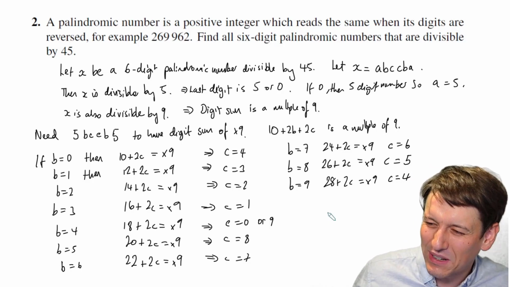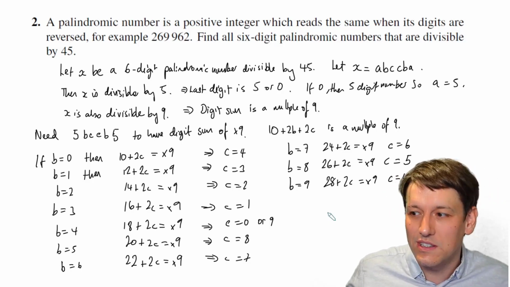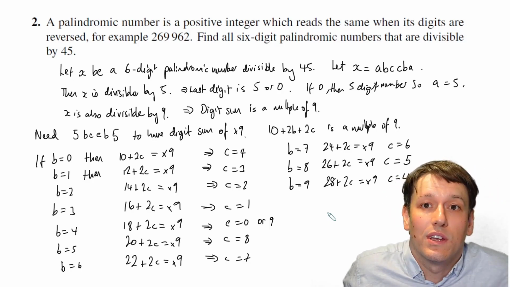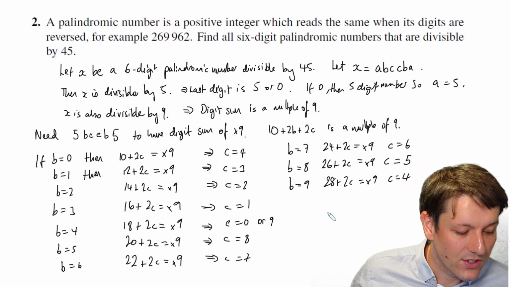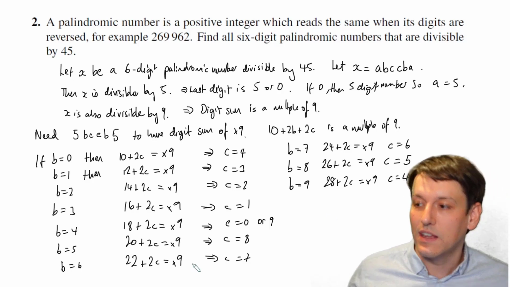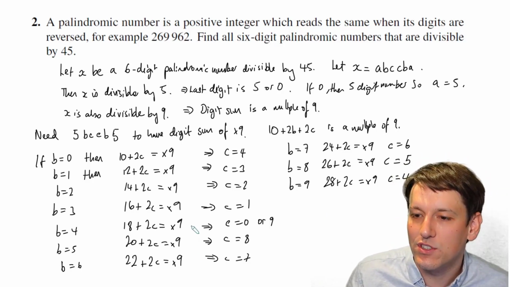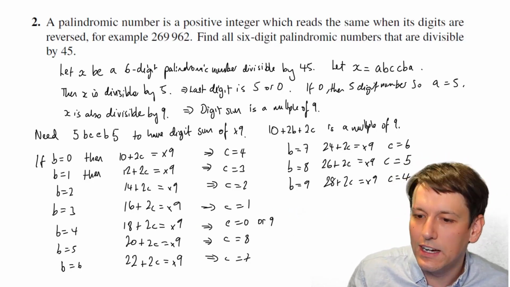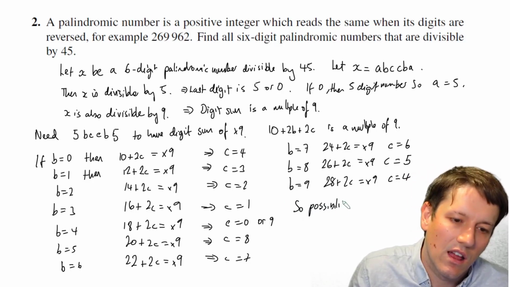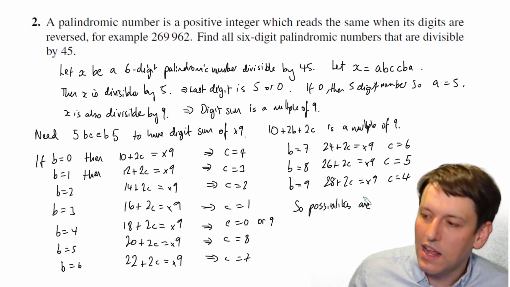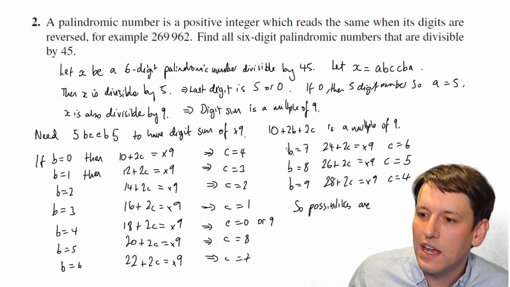So it was a bit hard work, a bit boring to go through all those one at a time, but it's important to know that we can just do that. There's only 10 things to check. So I think the final thing to do here is just to list out the possibilities. The possibilities are, and I can just go through all these options and fill them in now.